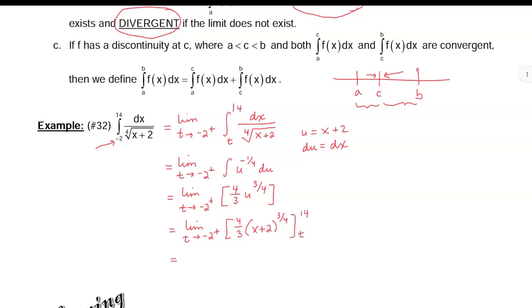Let's evaluate the limits. Substituting in 14, I'll get 4/3 times 16 to the 3/4. And then substituting in t, I'll get 4/3 of t plus 2 to the 3/4. For the first term, 16 to the 3/4, of course, you could use your calculator if you're allowed to have it, but that is a fractional exponent. So the 3 is a power and the 4 is a root. The 4th root of 16 is 2, and 2 to the 3rd is 8. So this is really 4/3 times 8, which is 32/3.